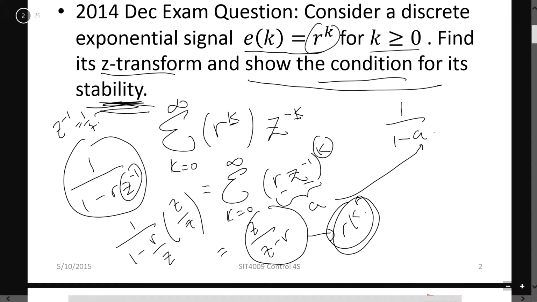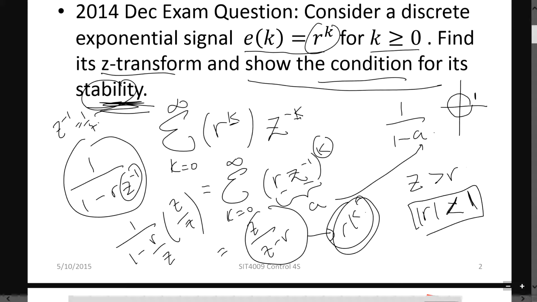But we want to determine the stability. Stability is simply that z must be larger than r. Normally, for safety reasons, z must be within the unit circle, right? So therefore r has to be smaller than 1, and that's all. This is the stability criterion, and this is the formula that they want. The z-transform of r^k, you get this one, and the stability criterion, this one. So far so good, let's go.